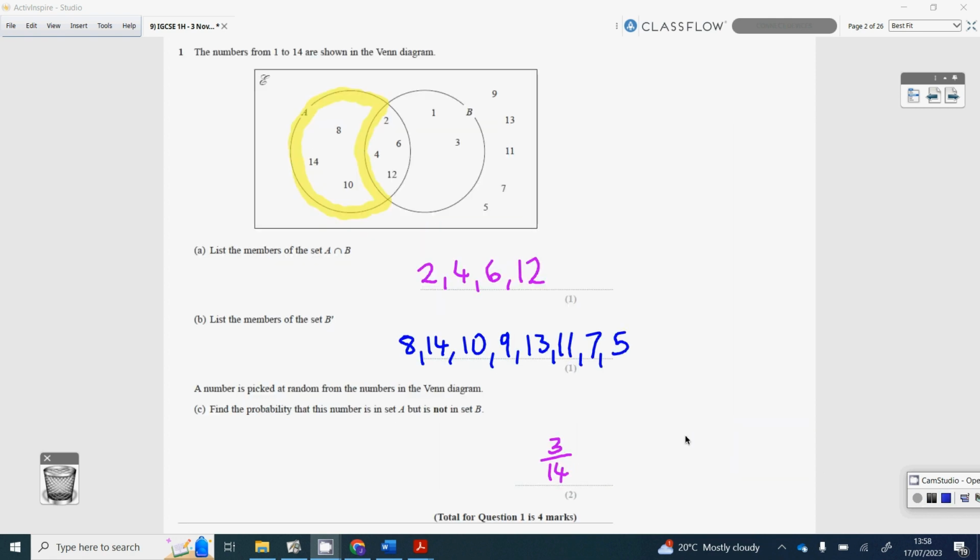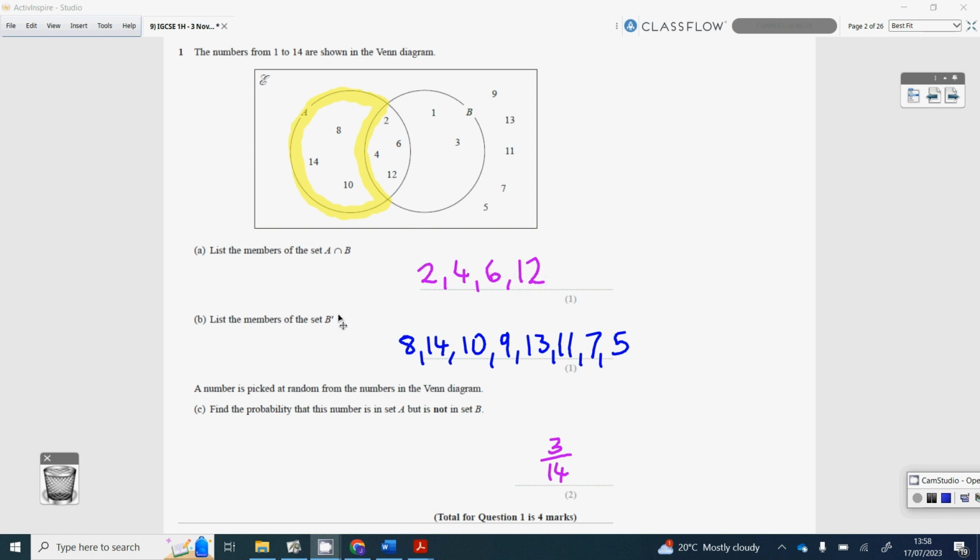Question 1A. Well, this means A intersection B, so the members which are in both A and in B. So where do A and B overlap? It's these four numbers in the middle. So 2, 4, 6, 12.